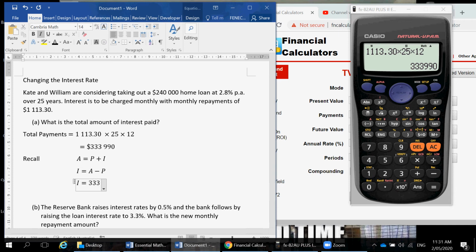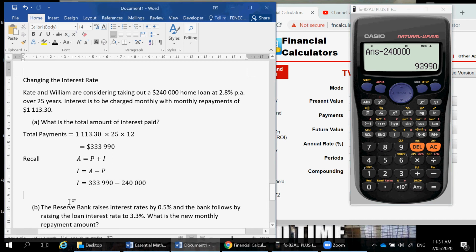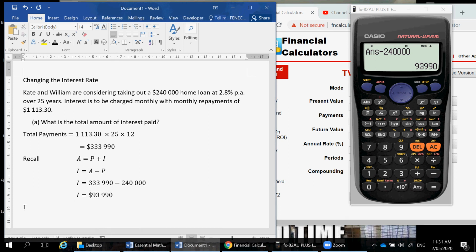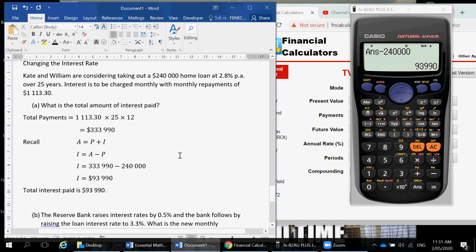So doing that quickly, they paid $333,990, but they borrowed $240,000. If I subtract $240,000, I'll get the amount of interest they will pay over the life of the loan over 25 years. The total amount of interest they're going to pay is $93,990. Isn't that lovely? It's a lot of interest, even at that very, very low interest rate. It adds up over time.